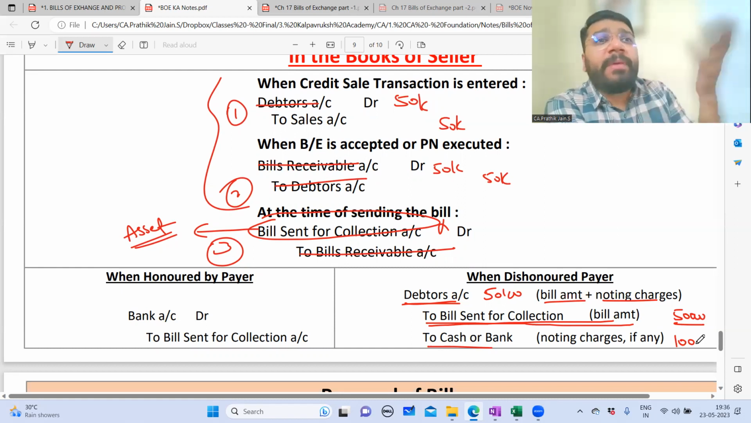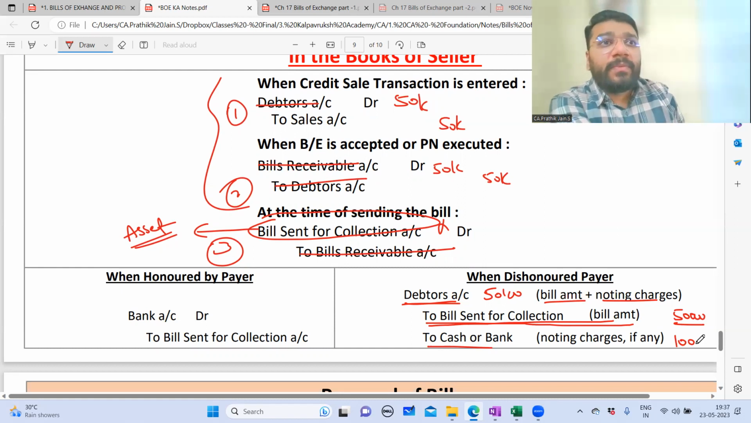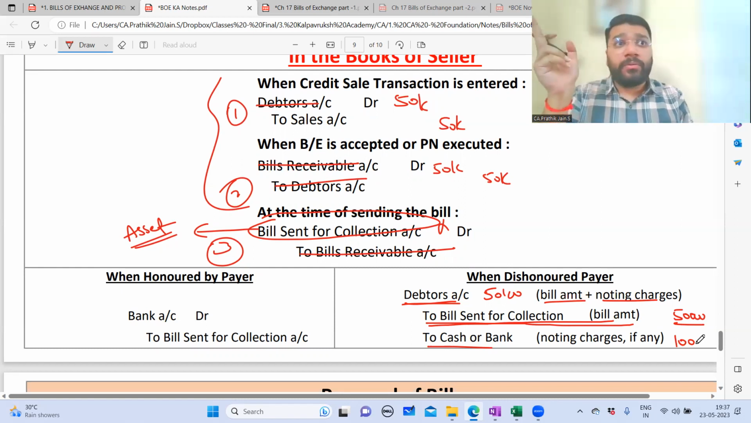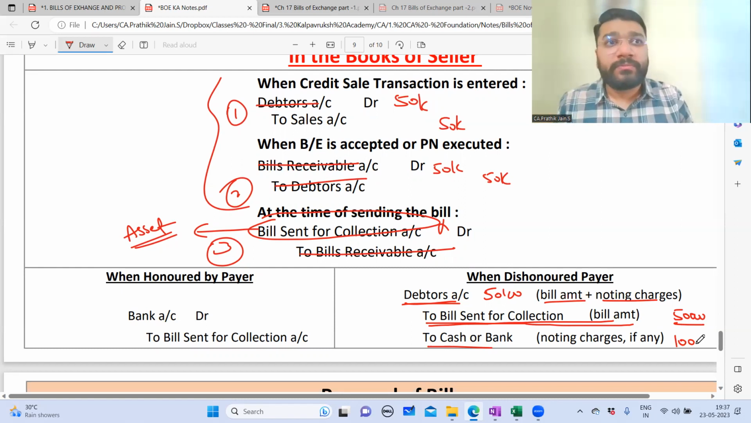Because you have to make the payment to the banker. Right? You will pay to the banker. Banker will pay to the notary public. Banker paid, but banker will recover from us. So we have to pay to the banker. So to cash or bank.